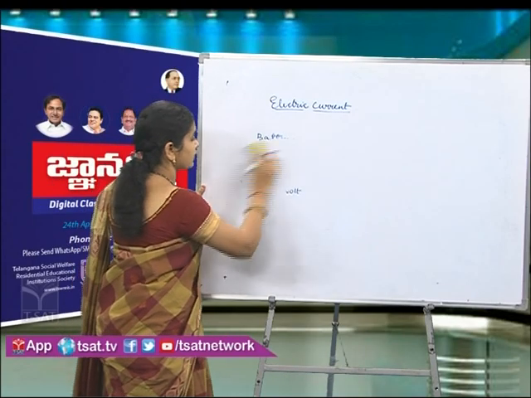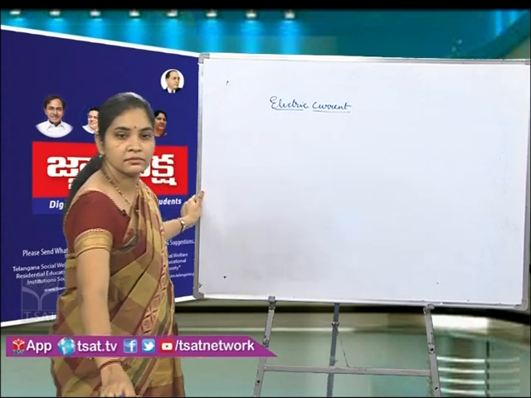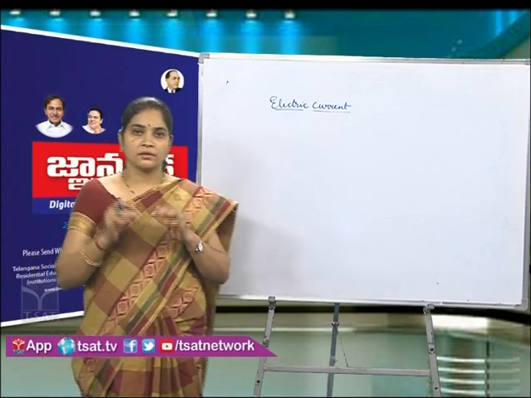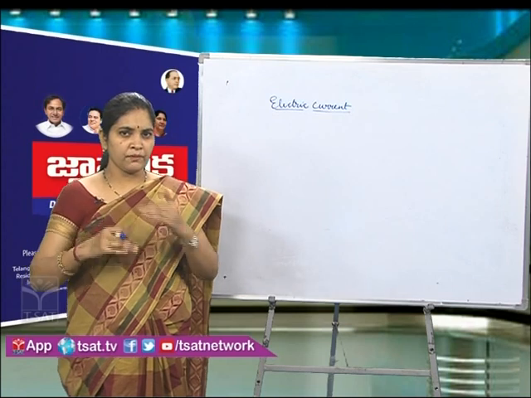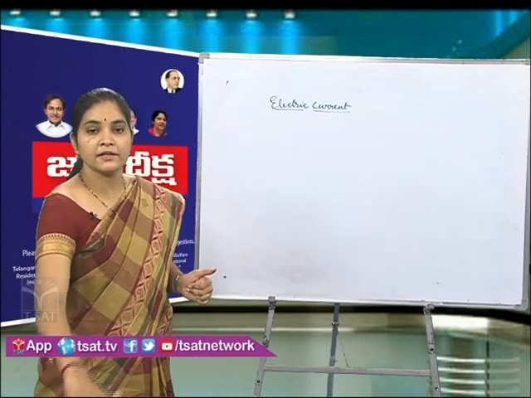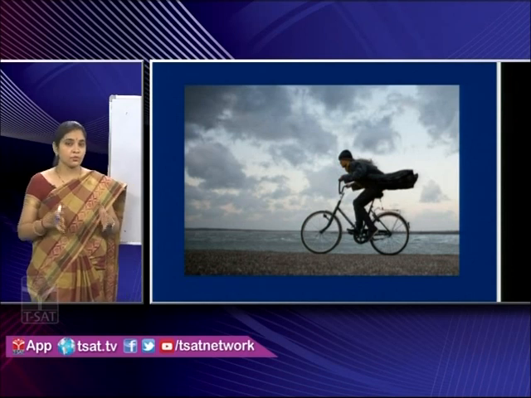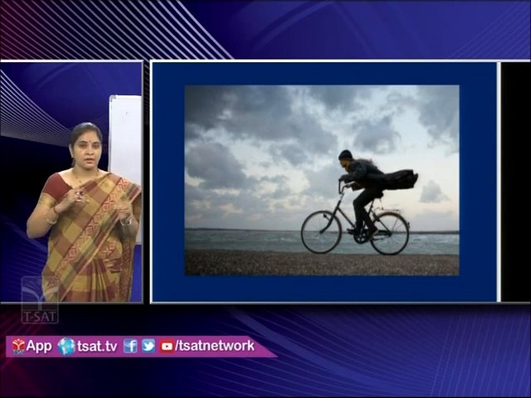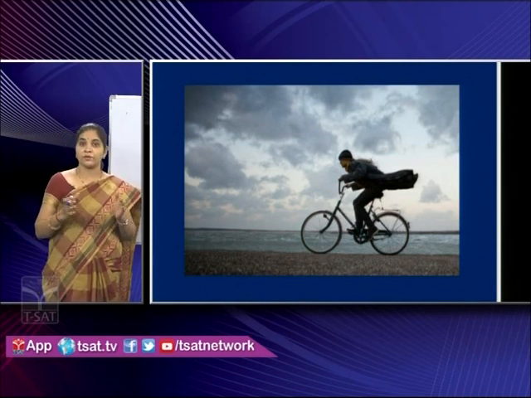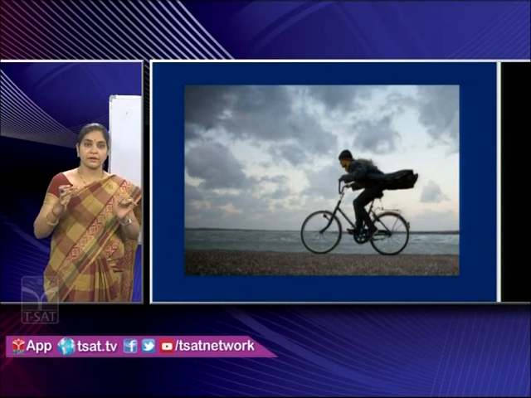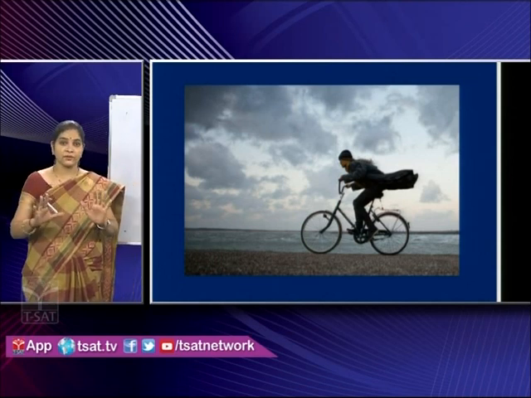Now let us move to the next topic. Children, before we discuss the topic, let us look at this picture. Here, a girl is riding a bicycle. While riding a bicycle, it is very easy to move forward if we are moving in the direction of the wind. Imagine what happens when we move in the opposite direction of the wind. It is very difficult to move in the opposite direction of the wind because air exerts pressure in the opposite direction. It offers resistance.